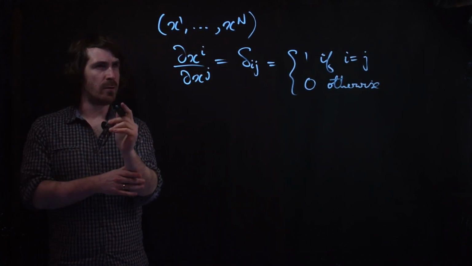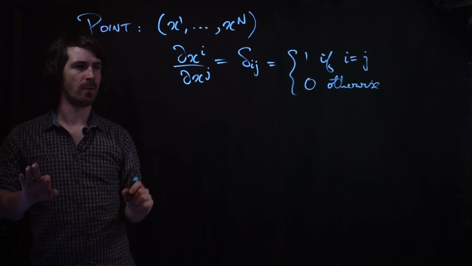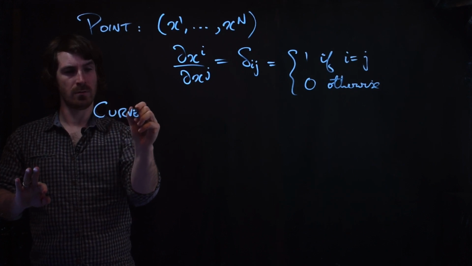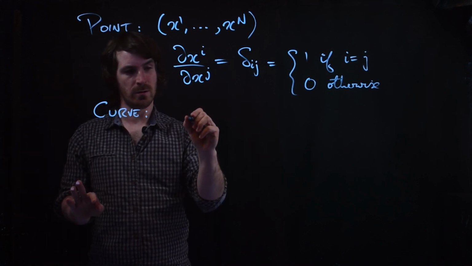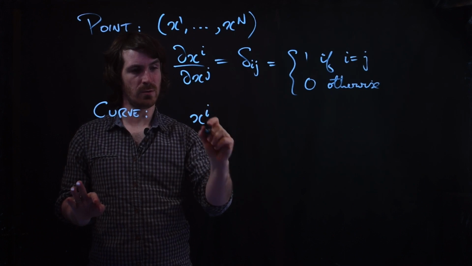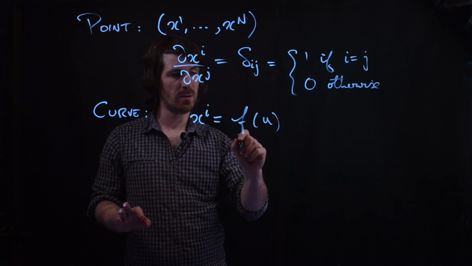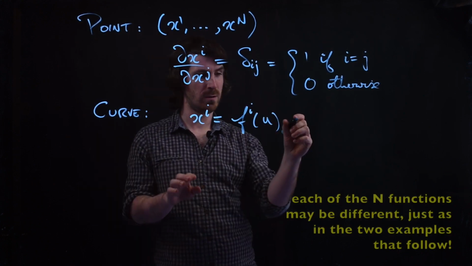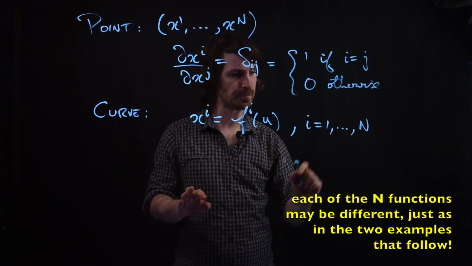Okay, so this is a point. We can think about a curve. And curves in our n-dimensional space are defined in a parametric sense, where each of the coordinates is a function of some parameter u, and each coordinate has its own function, fi. So this is true for all i, 1 to n.